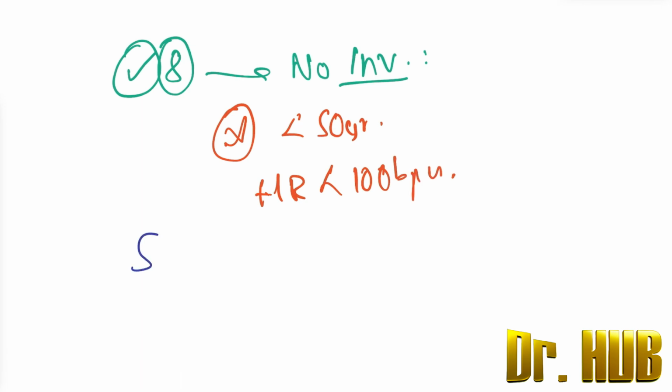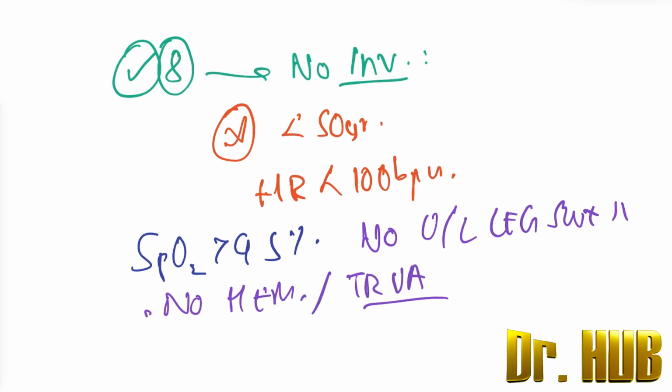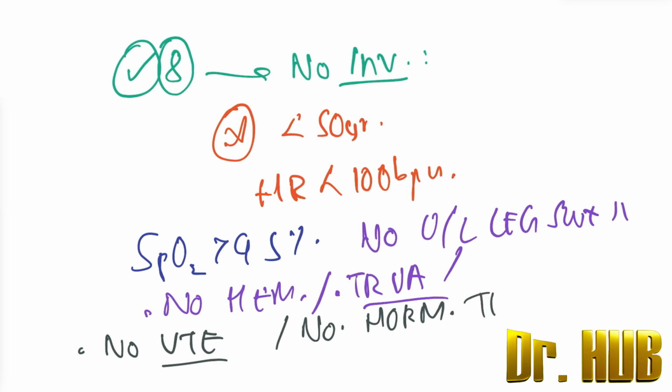SpO2 greater than 95%. No unilateral leg swelling. No hemoptysis. No trauma. No history of venous thromboembolism, as well as no use of hormonal therapy.